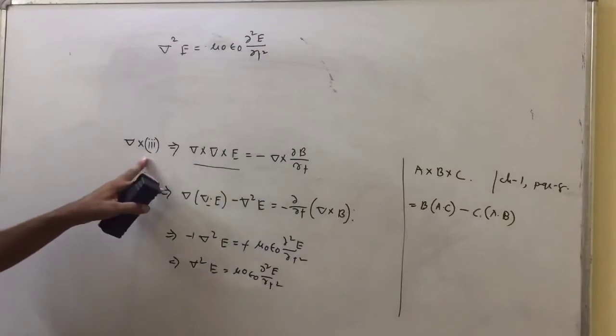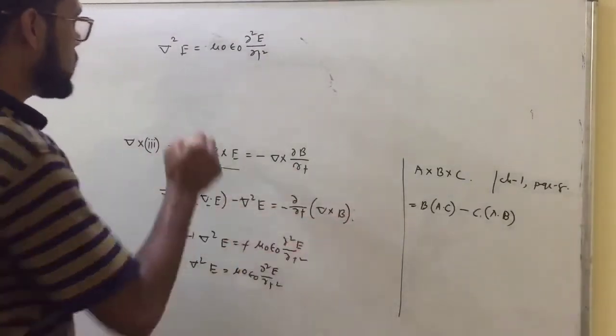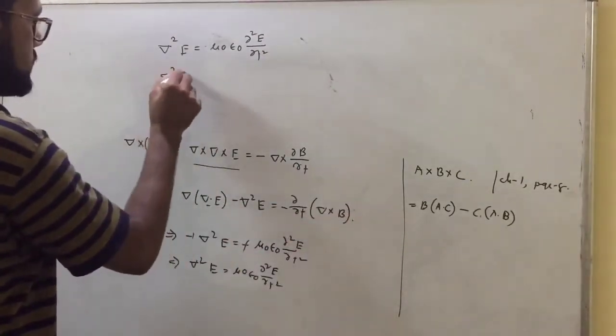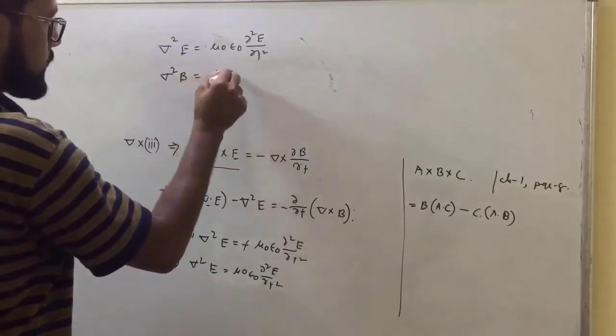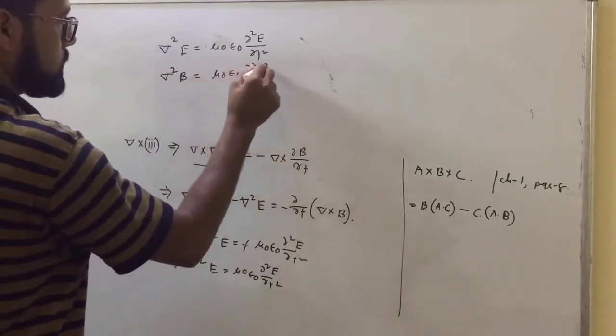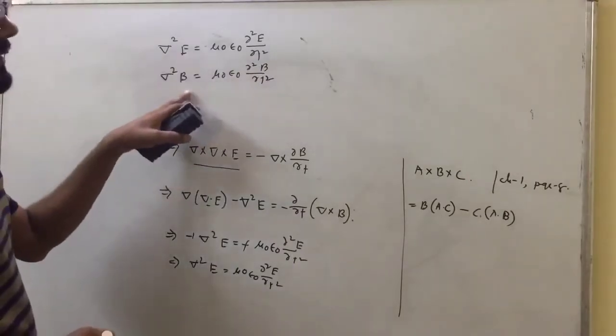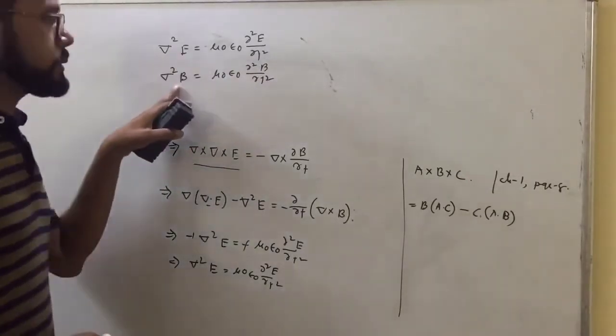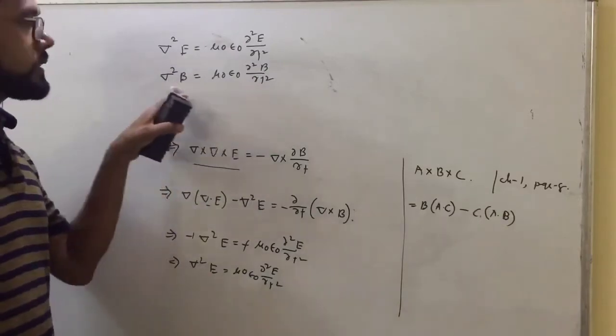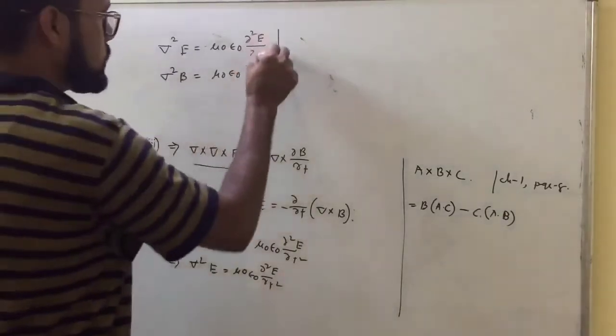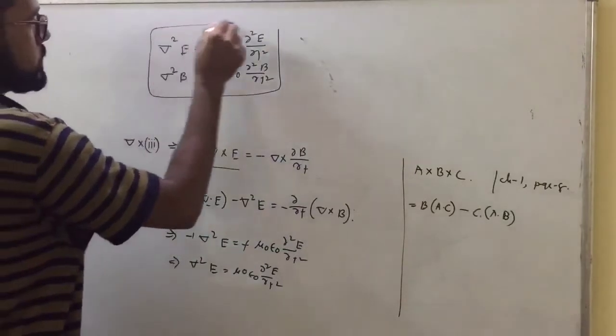Similarly, if I take the curl of equation number 4, I am not going to derive that part, I simply write del square B equal to mu naught epsilon naught del square B by del t square. It's nothing, just replace E by B. If you take the curl of equation number 4, you will get this equation. These two equations are the wave equations in free space.